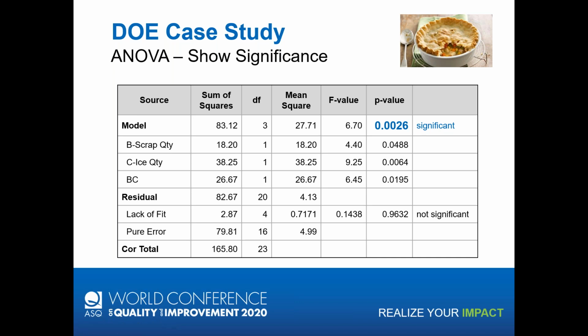And because we had replicates now, we have another statistic that we can look at, and that is called your lack of fit statistic. And lack of fit is not significant. So that's a good thing. It means the model fits. So when lack of fit is not significant, that means the model fits. Okay, so we are sitting good here with a significant model and insignificant lack of fit.